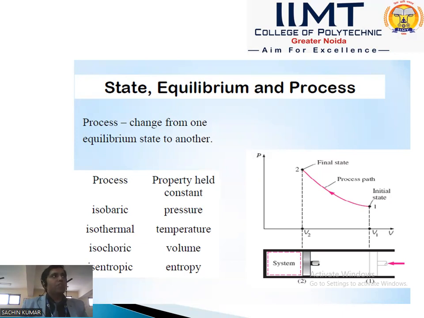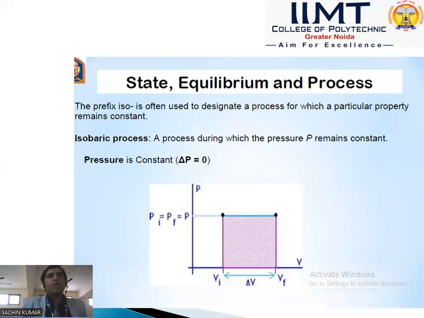Isobaric means the pressure is constant in the process. Isothermal means the temperature is constant. Isochoric means the volume is constant. Isentropic means the entropy is constant. We can follow different processes to change from state 1 to state 2. We will discuss all of these processes in the next slides. First, we discuss the isobaric process.